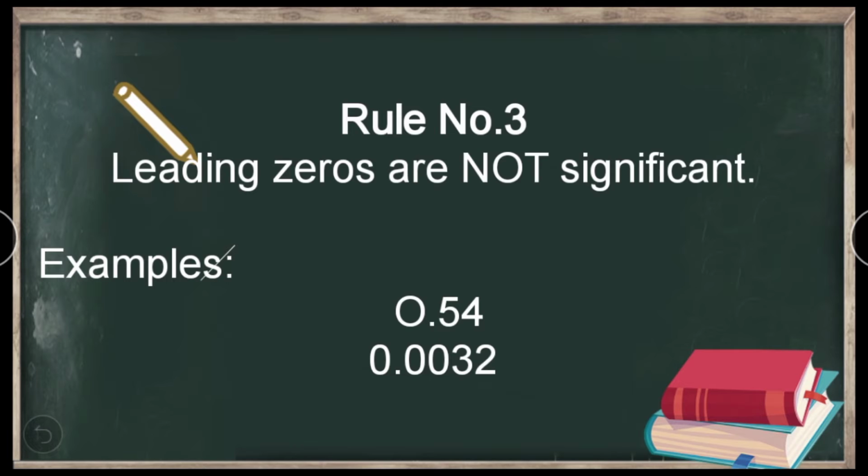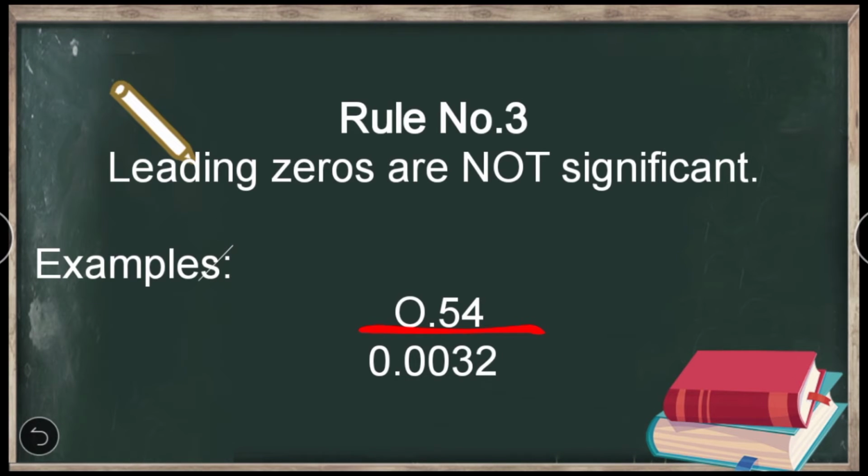Rule number 3. Leading zeros are not significant. They are nothing more than placeholders. So for example, 0.54 has only 2 significant figures. Another example is 0.0032. It has also 2 significant figures. So all of the zeros are leading. So it is just a placeholder. So therefore, it has only 2 significant figures, the 3 and 2.